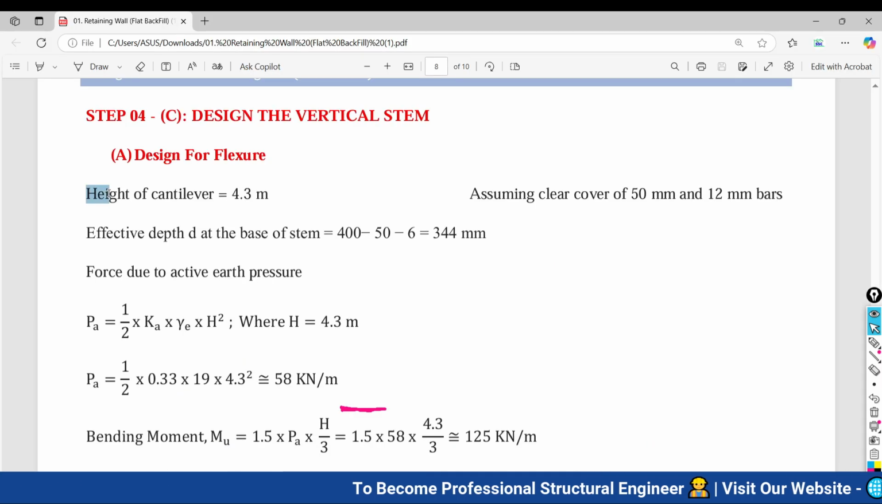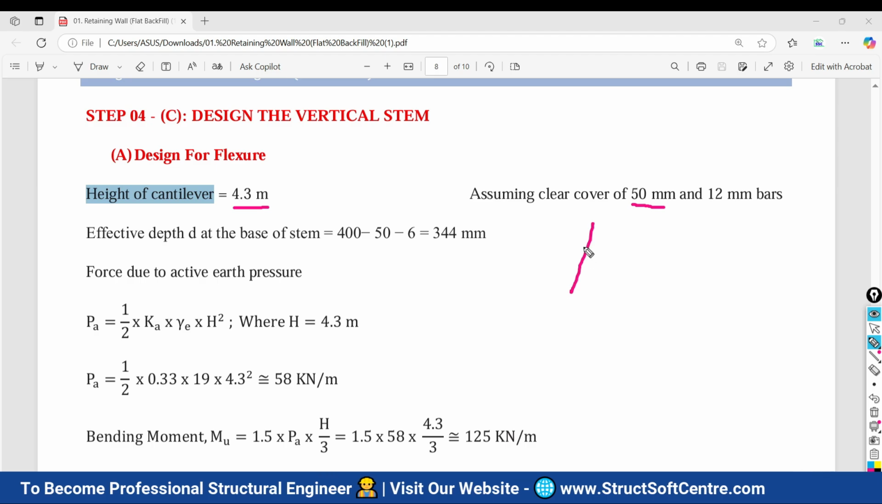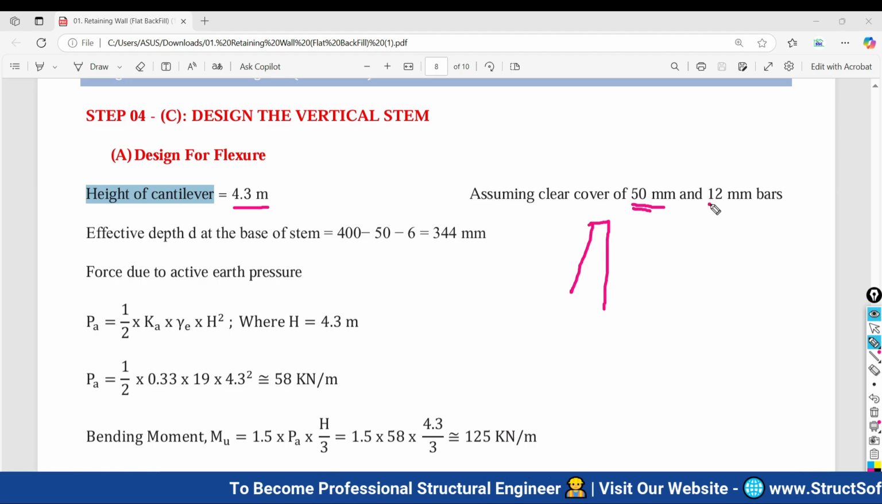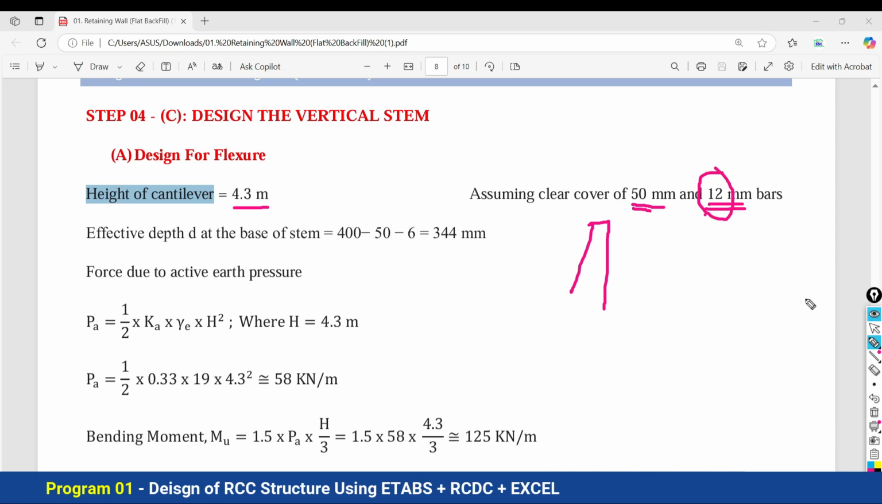So firstly we are going to write here the height of the cantilever portion of your stem. If you are going to see, our height of the stem is 4.3 meter. Now we are going to assume the clear cover as 50 mm for the vertical stem and the diameter of bar to be 12 mm. We have not designed the reinforcement, but at the early stage we are deciding the preliminary diameter of the bar as 12 mm. If you want, you can consider it as 16 mm, 20 mm, your choice. But as of now I am going to consider 12 mm.